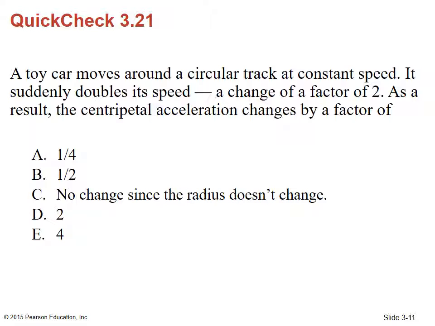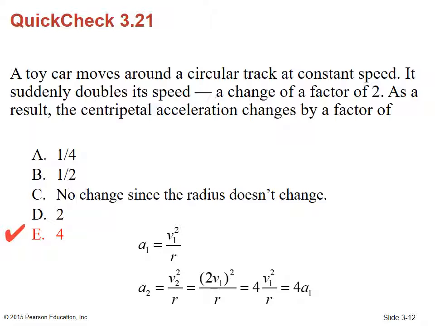A toy car moves around a circular track at constant speed. It suddenly doubles its speed, a change of a factor of 2. As a result, the centripetal acceleration changes by a factor of A, 1/4, B, 1/2, C, no change since the radius doesn't change, D, 2, or E, 4. The answer is E, 4. Since we've doubled the velocity, the acceleration has quadrupled.